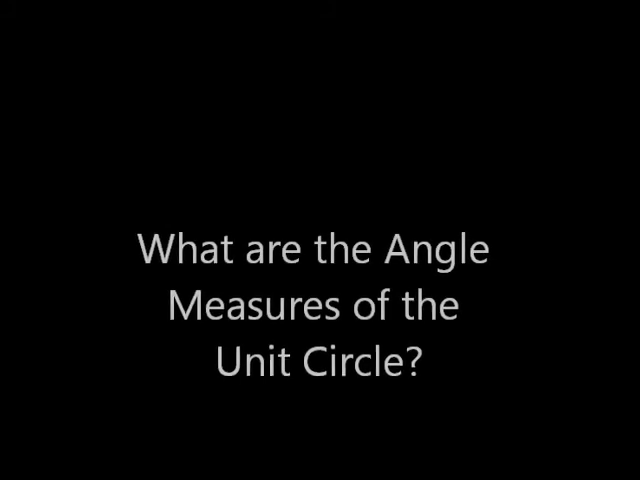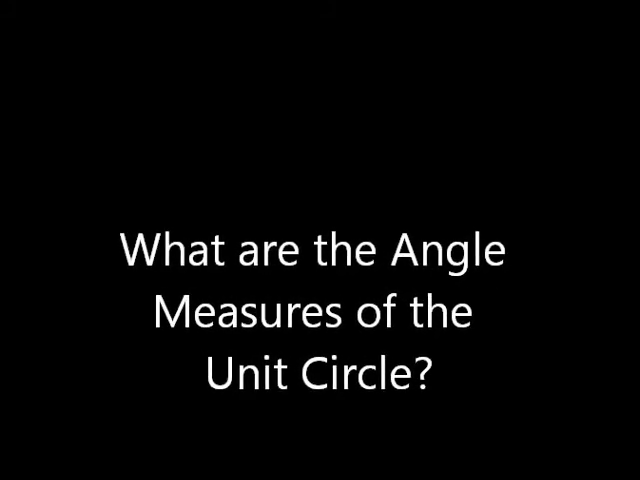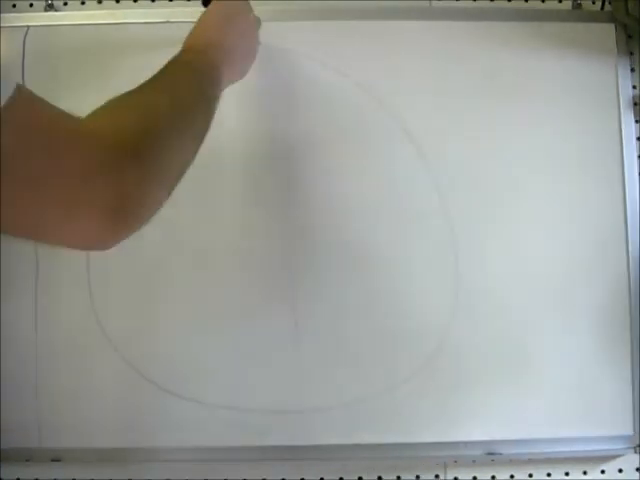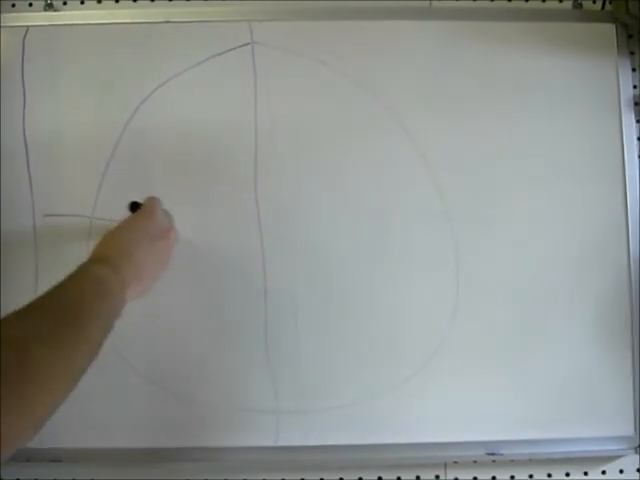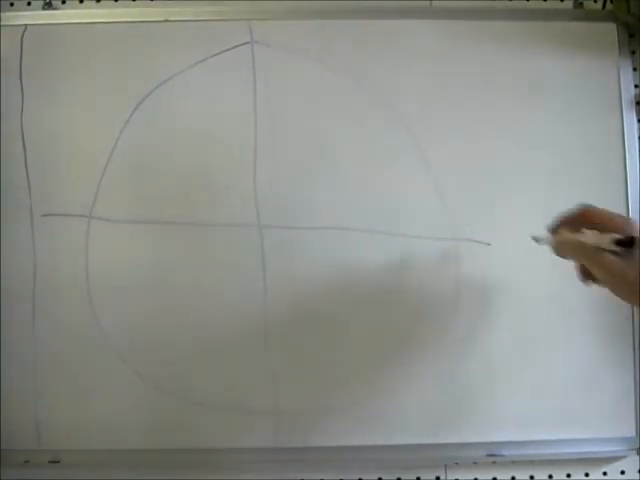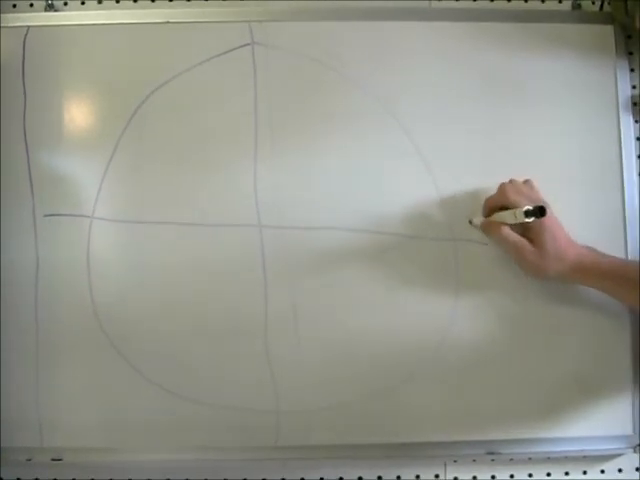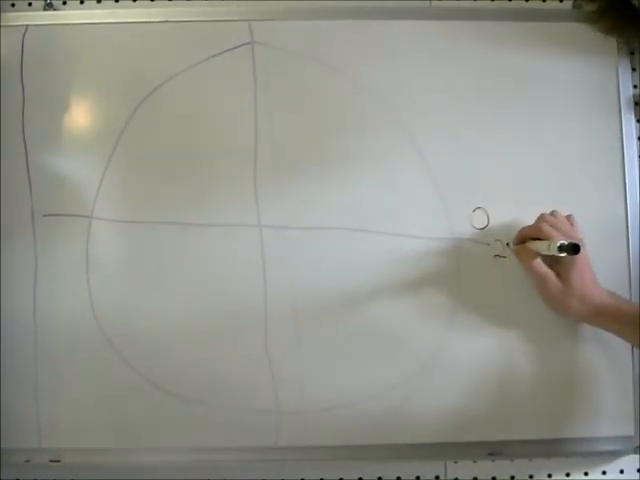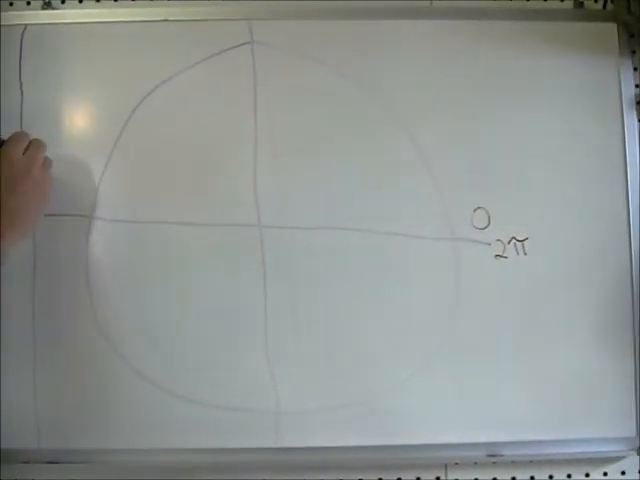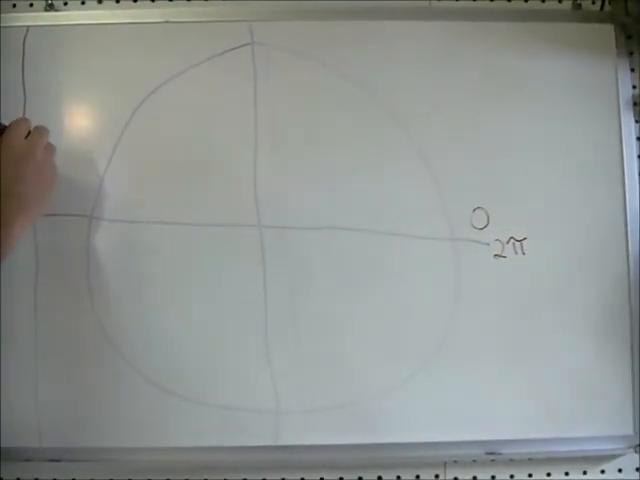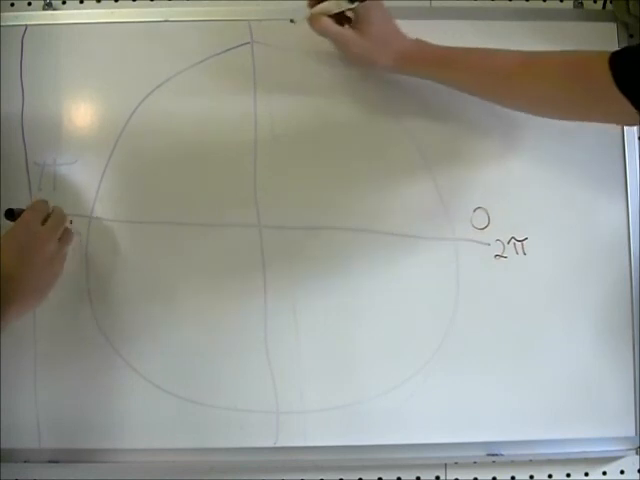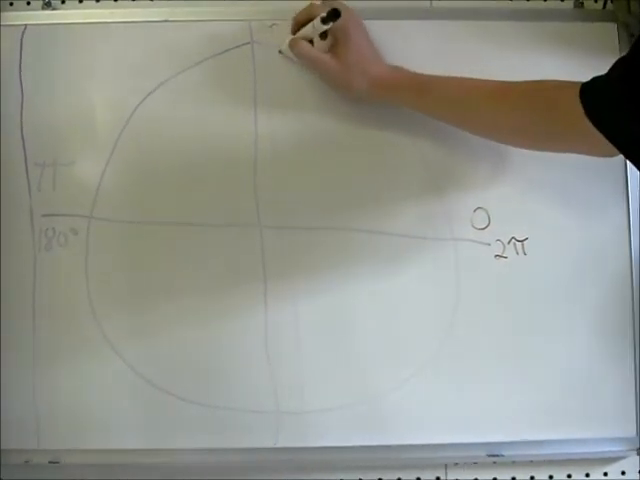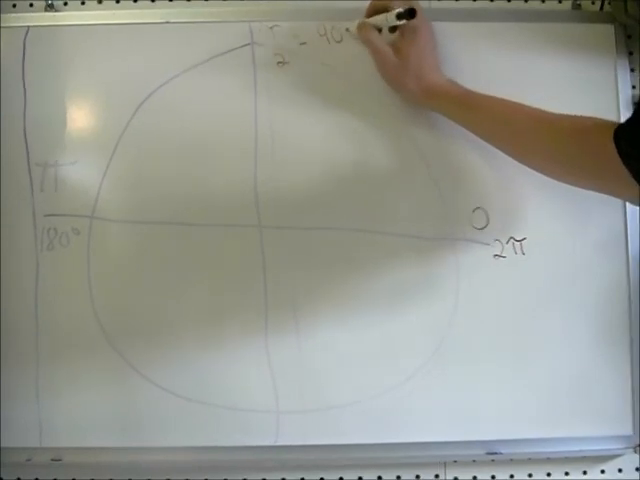Today we'll be learning about the unit circle. So let's fill in what we already know. This is 0, and it's 2 pi. And we already know that this is also pi, or 180 degrees. This is pi over 2, which equals 90 degrees.